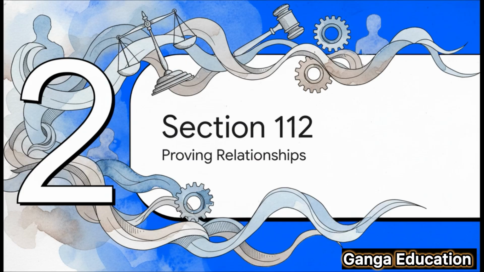With that foundation in place, let's jump into our first key section, Section 112. This section is all about the presumption of continuity when it comes to certain legal relationships. What that means is, once a relationship is shown to exist, the law just assumes it's still going on, unless someone can prove that it has ended.